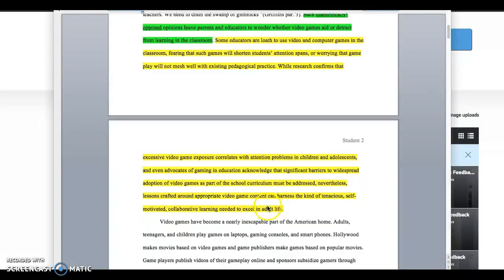So clearly an argument, right? That's the focus of this essay, that you're making an argument. And our writer here is absolutely saying that video games have a place in the classroom. So it's clear by the end of the introduction what the issue question is and what the argument is. This is the claim. So you want yours to be just as clear.